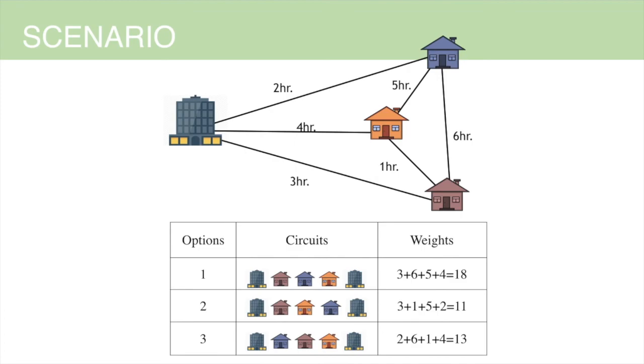Option 1 takes 18 hours. Option 2 takes 11 hours. Option 3 takes 13 hours. As you can see, option 2 takes the least amount of time, so the delivery man must choose option 2. In option 2, it is fine if you reverse the order. If you start from the company to the blue house, then the blue house to the orange house, then the orange house to the red house, and finally the red house back to the company, you still get the same time used, which is 11 hours.